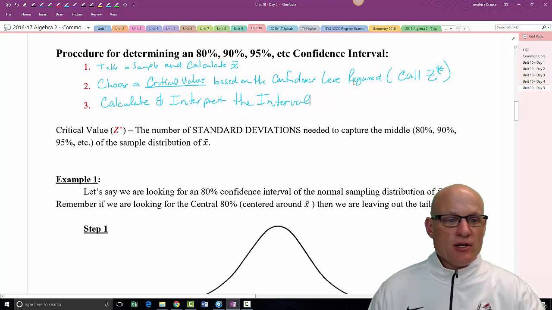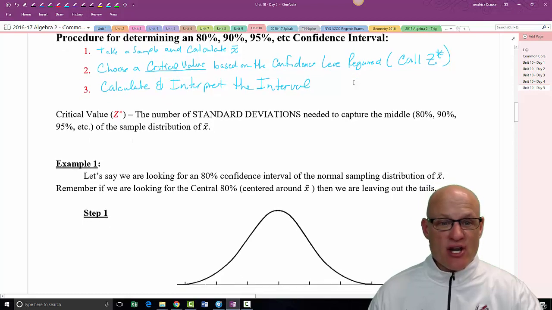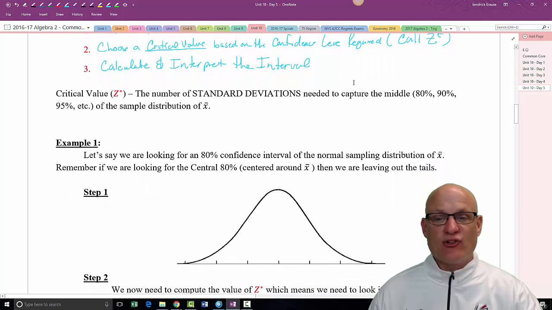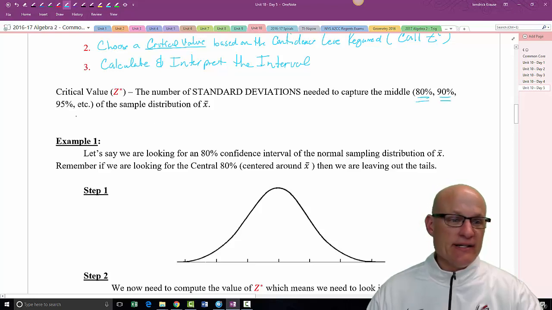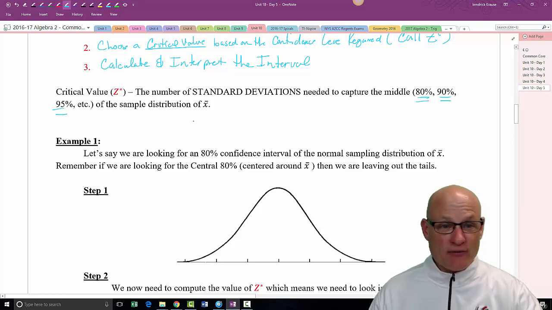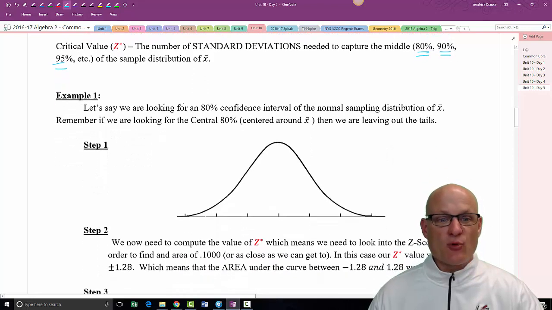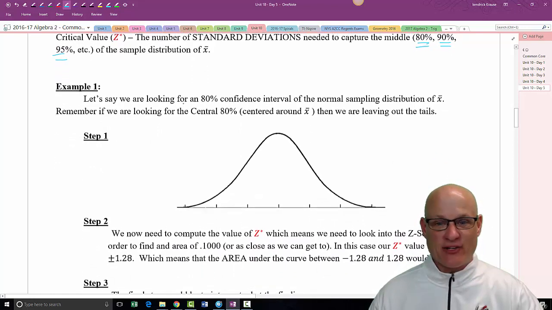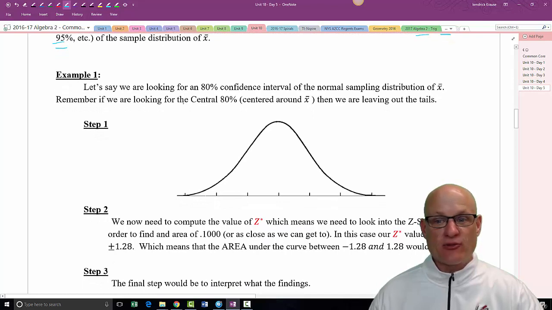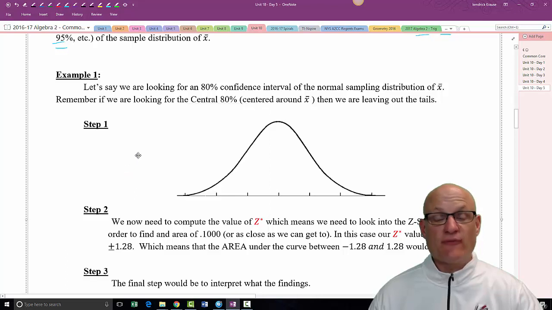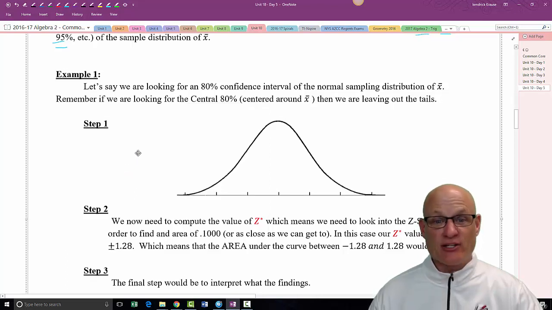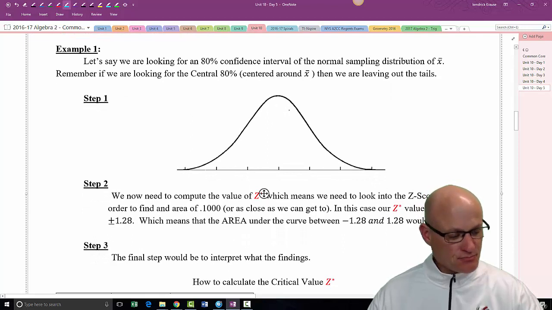All right. Critical value, Z star, the number of standard deviations needed to capture the middle 80%, 90%, 95%, whatever it is you're looking for of the sampling distribution of x bar. So let's walk through it. It's pretty simple. Let's say we are looking for an 80% confidence interval of a normal sampling distribution of x bar. Remember, if we're looking for the central 80%, we're looking for the center 80% centered around x bar.